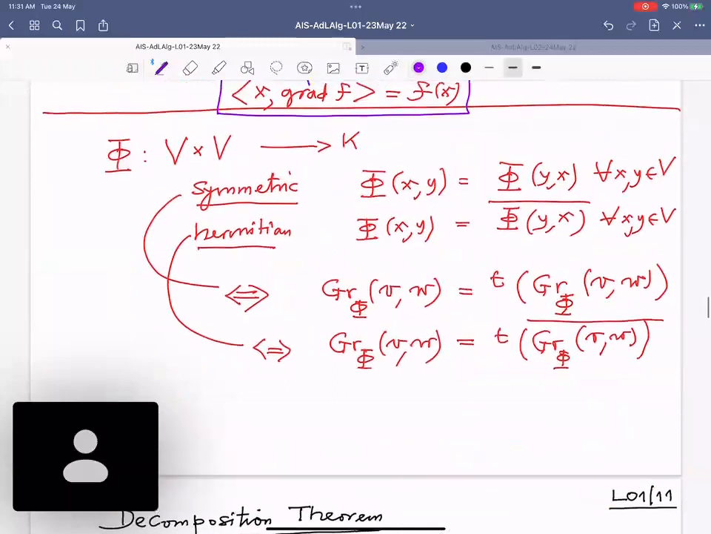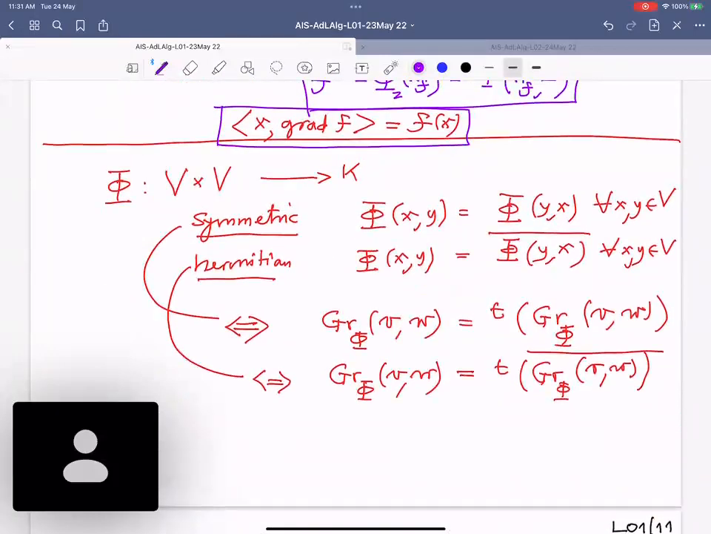Now I just recalled here symmetric and Hermitian. A form on the V, we call it symmetric if phi(x,y) is phi(y,x) for all x and y. And this case occurs when your field K is arbitrary and the involution kappa is identity. And the Hermitian case occurs when your field is K and there is an involution which is not identity.